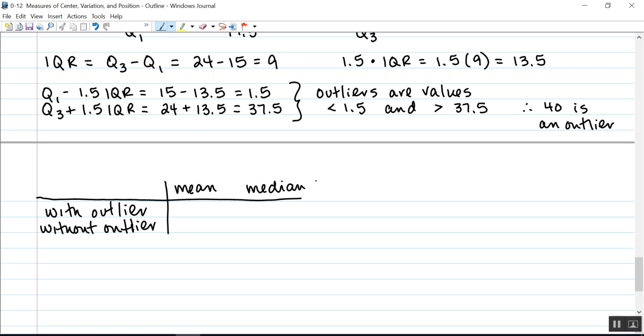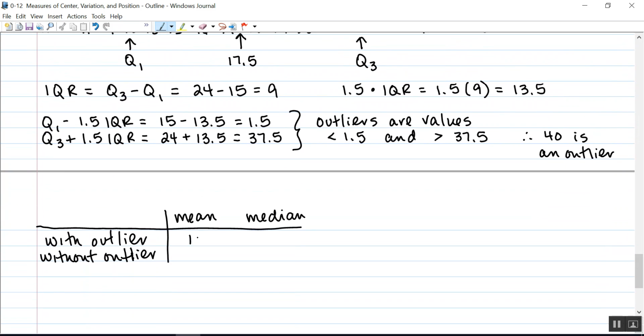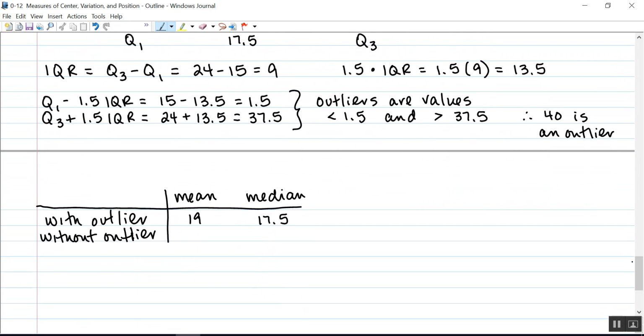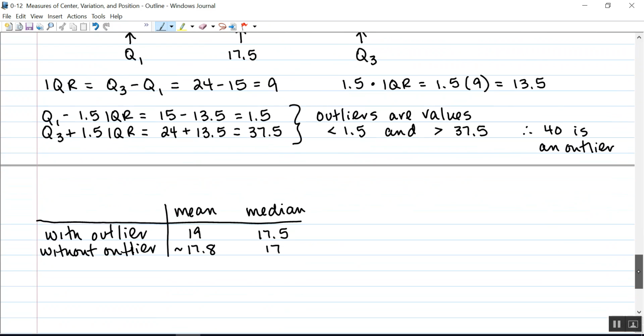Okay, so this would be a lot of calculator work. I've actually gone ahead and done that. So with the outlier in the data set, in other words, my original set of data here, my mean is 19, and my median, which I found earlier, is 17.5. Now, if I recalculate both of those values, not counting the 40 because that's an outlier, the mean of that data set without the 40 is approximately 17.8, and my median is 17. So my question is asking, let's go back to the original question here, state which measure is affected more by the removal of the outlier.